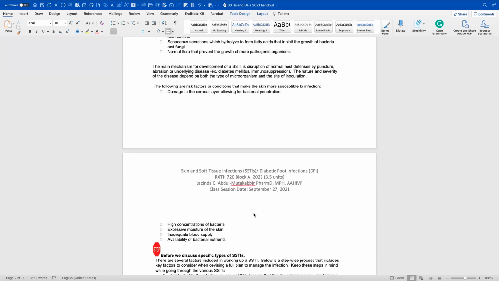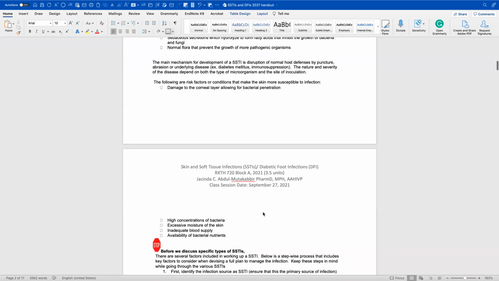So the following are risk factors or conditions that make the skin more susceptible to infection. Damage of that corneal layer, allowing bacteria to penetrate through the skin. High concentrations of bacteria in certain areas. Excessive moisture of the skin, so that changes the pH. Inadequate blood supply, meaning that you don't have oxygen, therefore you can have infection. And then the available bacterial nutrients. So bacteria need things just like humans need things to survive. So in the event that the bacteria have that, then you can see an increase in infection.